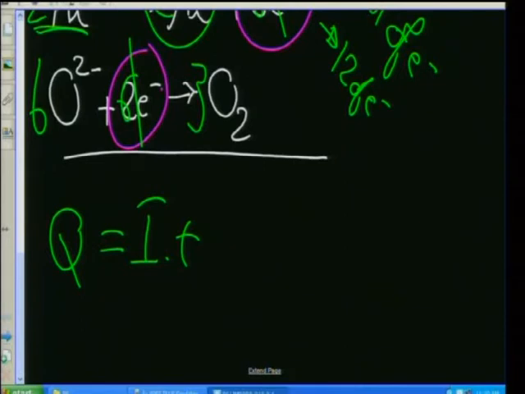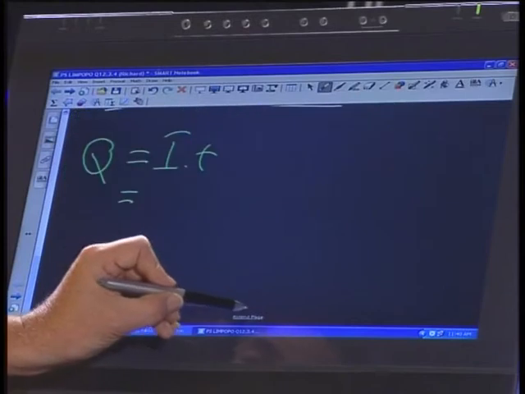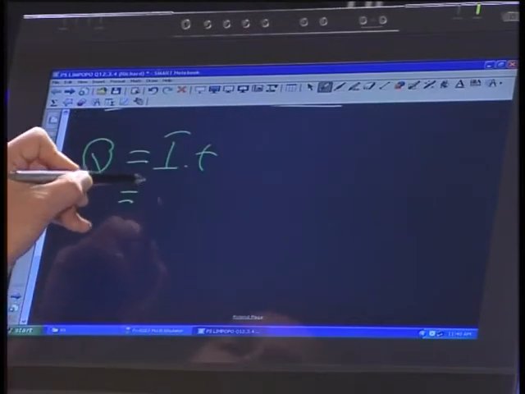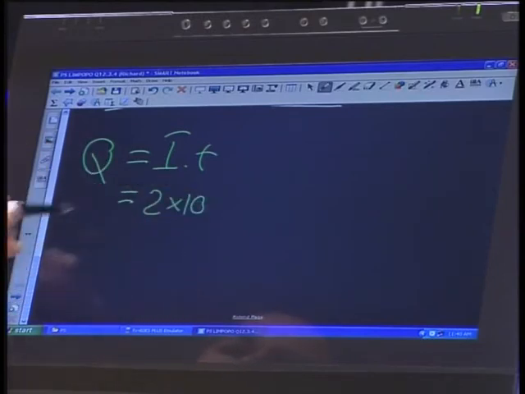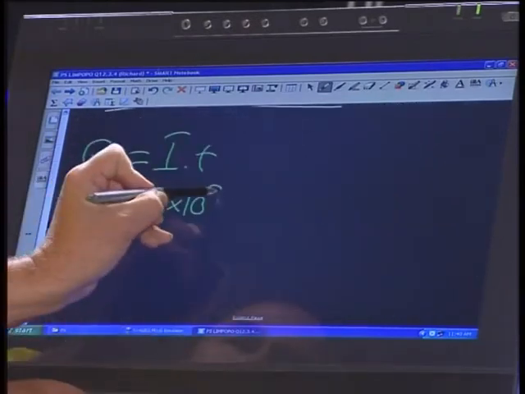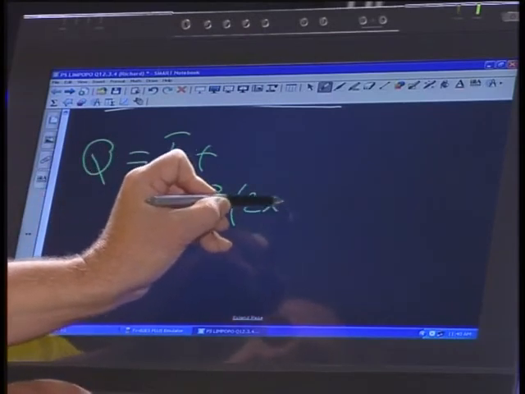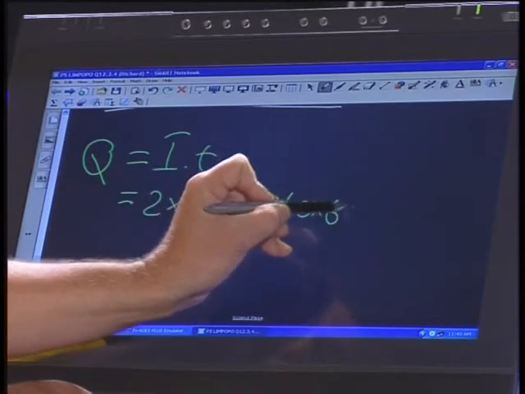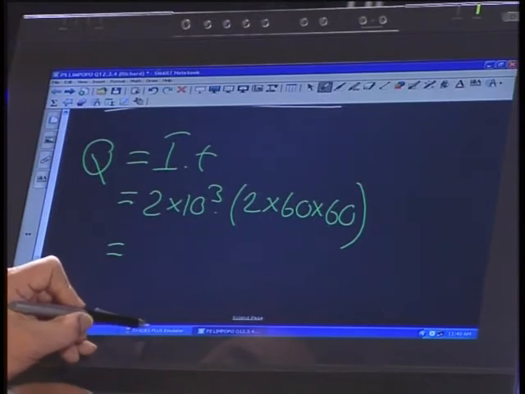Yes, I'm with you. Okay, now remember, this is the theoretical value, the amount of charge that is passing through the circuit. And I was told it's 2 times 10 to the power of 3 amps. And the time was given to me as 2 hours, but 2 hours isn't seconds. So I'm going to say 2 times 60 times 60. Okay? Are you with me? Yes, I'm with you.